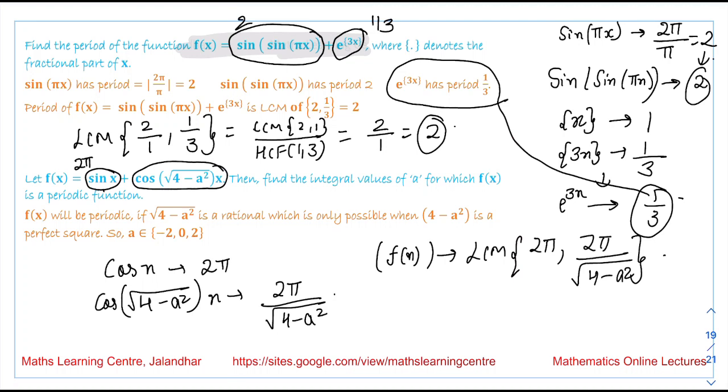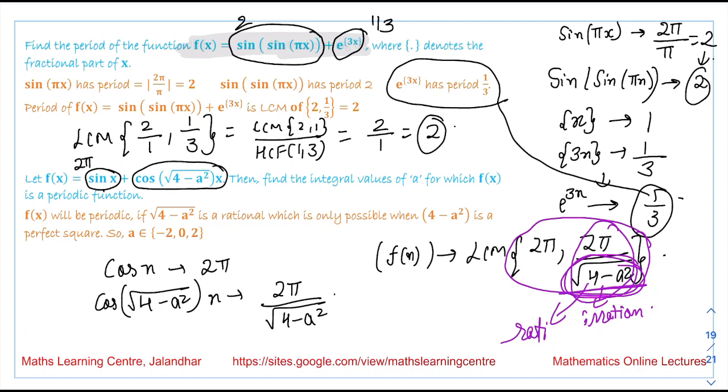And the LCM of these two numbers will be possible only if this denominator part is rational. Both numbers are like irrational numbers involving pi, and their LCM will be possible only if this denominator we have is rational.